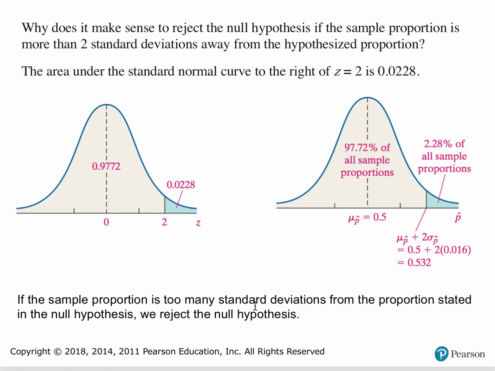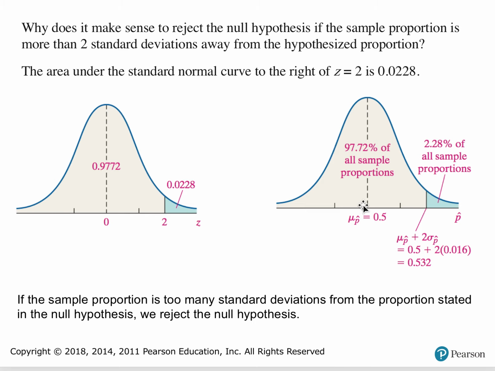So why does it make sense to reject the null hypothesis? If the sample proportion is more than 2 standard deviations away from the hypothesized proportion, okay, think about what that means. Okay, if the null hypothesis is true, that is, if the population proportion really is 0.5, then that would mean 97.72, basically 98% of all sample proportions should be less than 2, right?